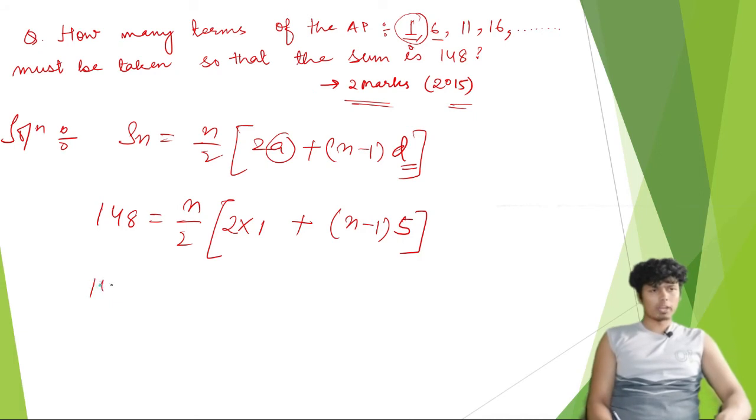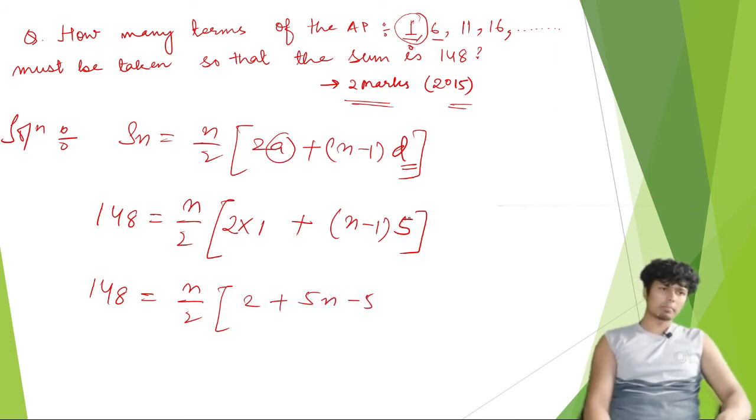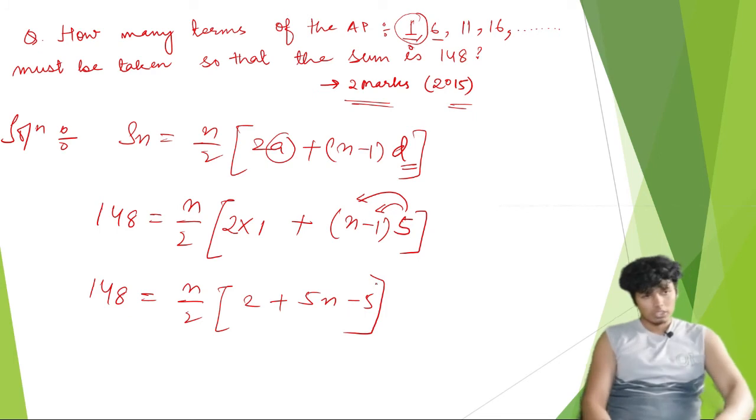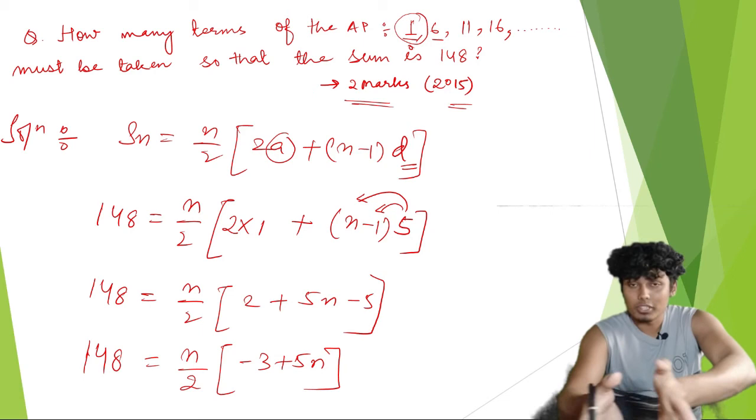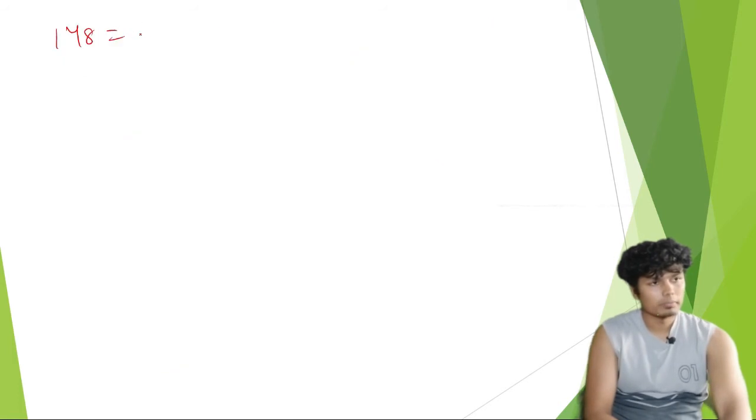148 is equal to n divided by 2, 2 plus 5n minus 5, multiplying both these numbers by 5. So 148 is equal to n divided by 2 into minus 5 plus 2, which is minus 3, plus 5n. Let us do the calculation on the next page. 148 is equal to n by 2 into minus 3 plus 5n.